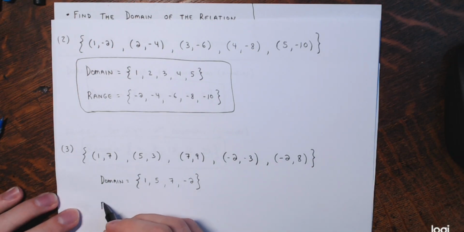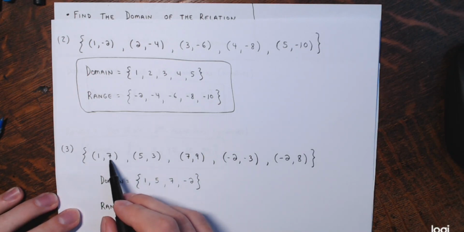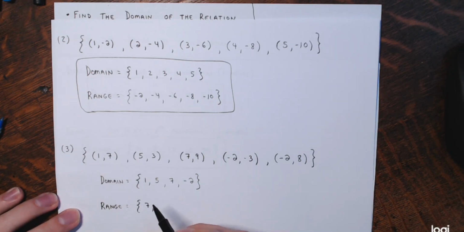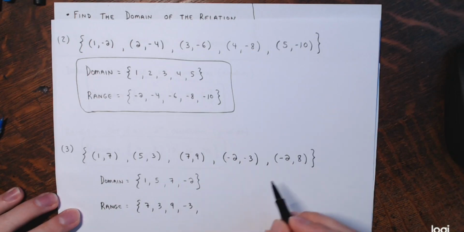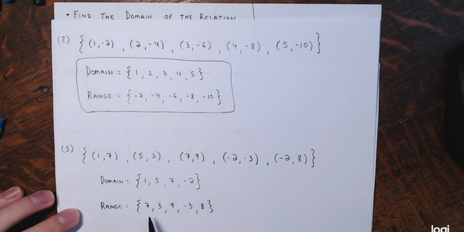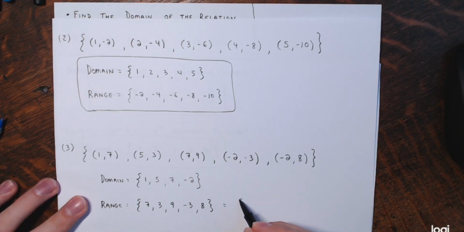Okay, and then the range. Again, the set of the y coordinates, the second coordinates. So in this ordered pair, that's 7, 3, 9, -3, and 8. And they're all different, so I didn't have any repeats there. And like I said, very often they're going to have you put this in order from least to greatest usually, so -3 would be first, then 3, 7, 8, and 9.